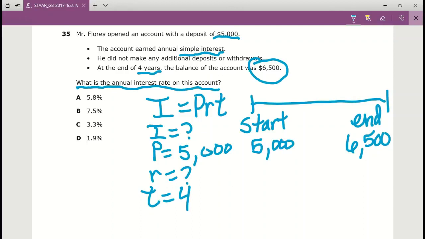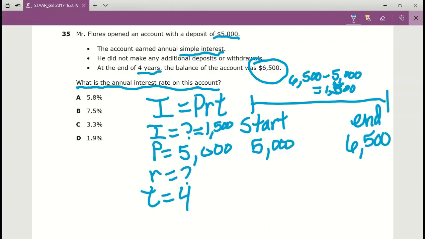So, we do 6,500 minus 5,000. Again, we're trying to find by how much our money grew. And we notice our money grows by 1,500. Our money grows by 1,500. So we can write that down here. We just figured out our interest, 1,500. So we have 3 knowns and 1 unknown.